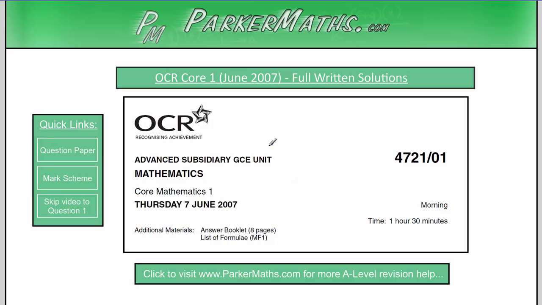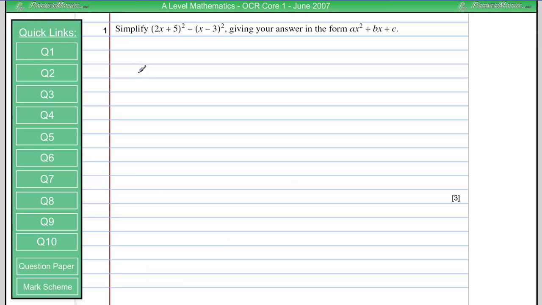Okay, let's get started. Question 1. Simplify (2x + 5)² − (x − 3)², giving your answer in the form ax² + bx + c. Well, let's start by remembering that a square bracket just means multiplying it by itself.